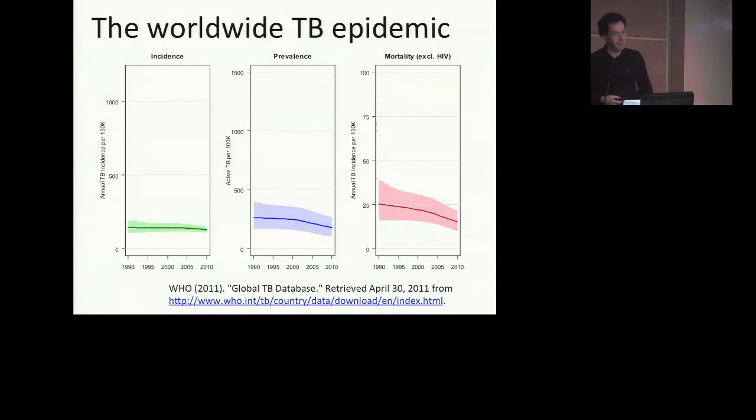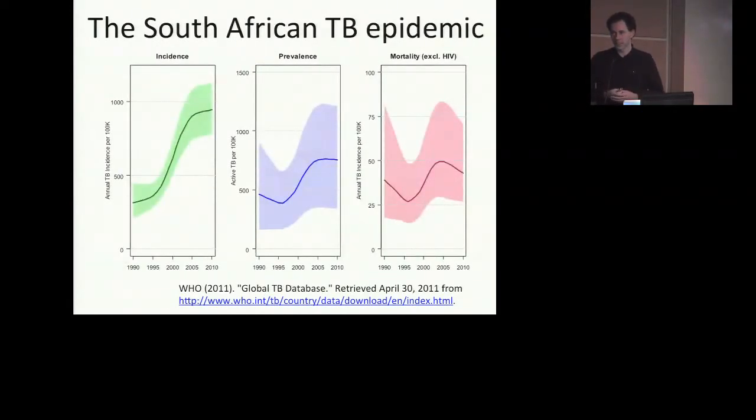But if you look at South Africa specifically, which is the region that I started out by being interested in, it's actually been on the rise. And the big reason for that is HIV. HIV has really fueled the rise of the tuberculosis epidemic. Both the incidence, the number of new cases, as well as the prevalence, the number of total cases, have been on the rise. Mortality has started to decline again, but fairly slowly still.